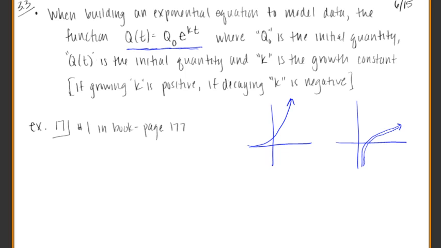Then it's e to the kt. T is your variable, because that's the one in the parentheses on the left, and k is the growth constant. If k is positive, you're growing. If k is negative, you're declining. Okay, so let's look at example 1 in the book.